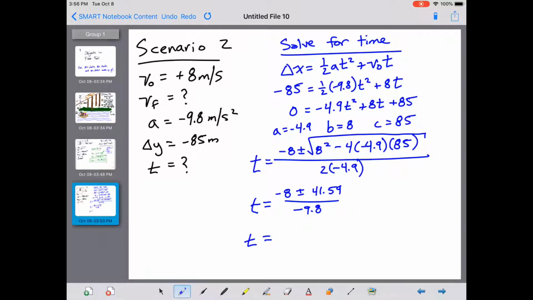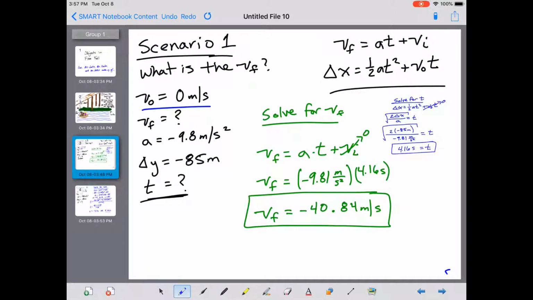So two values I can get here are going to be, if I take the plus version of that, divided by, if I add that, it's going to be negative 3.4 seconds, or, negative 8 minus that divided by negative 9.8, or 5.0 seconds. So those are my two options here.